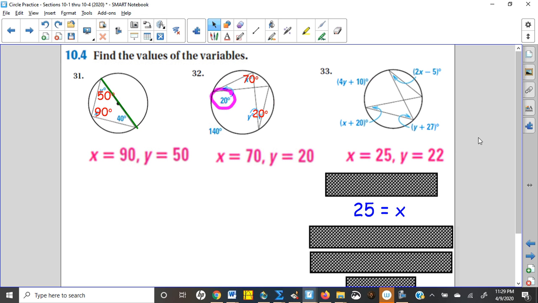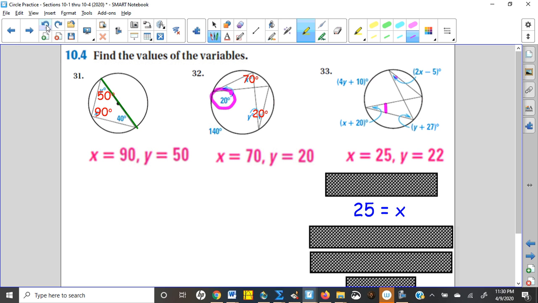Now number 33. Well, I've got a couple different relationships going on. One of the relationships is I've got these inscribed angles here and here, and they have to be half of this arc, because inscribed angles are half the intercepted arc. So I could set that equation out. But I also have these two angles here and here that are inscribed in the same arc. So we really use the same two theorems we used on 32.